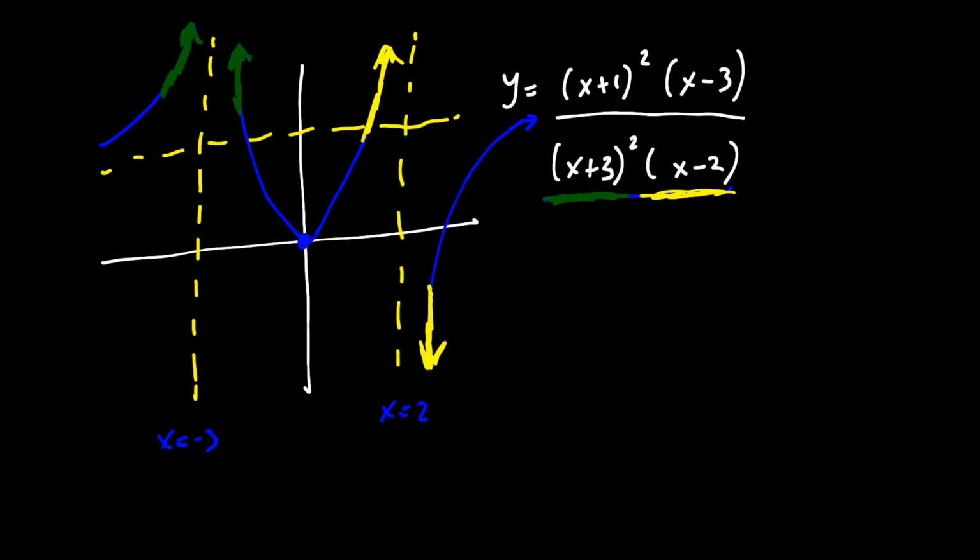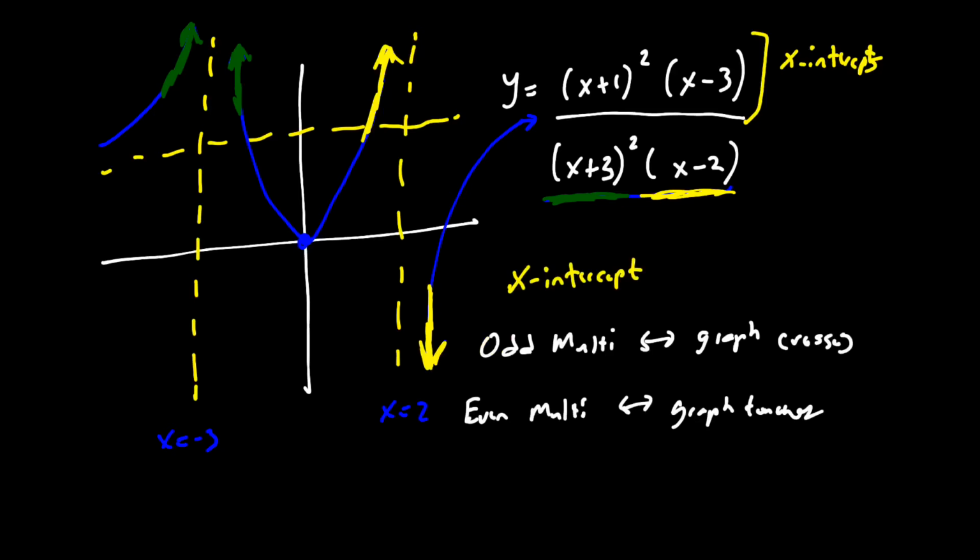Let's also go ahead and review what happens to our x-intercepts. Our x-intercepts are given by the zeros of our numerator, which can be found up here. And again, if an x-intercept has odd multiplicity, then our graph crosses at that x-intercept, and if it has even multiplicity, then it touches. So for example, x plus 1 corresponds to the x-intercept at x is equal to negative 1. Since this has an even multiplicity, it is only going to touch. And this term over here corresponds to our x-intercept at x is equal to 3. And since it has an odd multiplicity, it crosses.